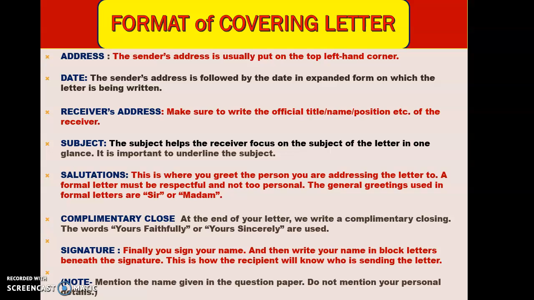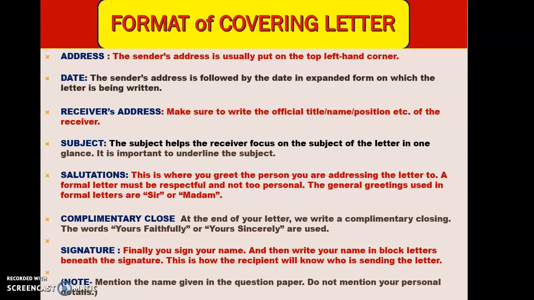Well, you can write the subject before salutation or after salutation. Both are correct. The subject helps the receiver focus on the subject of the letter in one glance. It is important to underline the subject, and the subject should be written very briefly, say in a line. Salutation is where you greet the person you are addressing the letter to. A formal letter must be respectful and not too personal. The general greetings used in a formal letter are sir or madam.